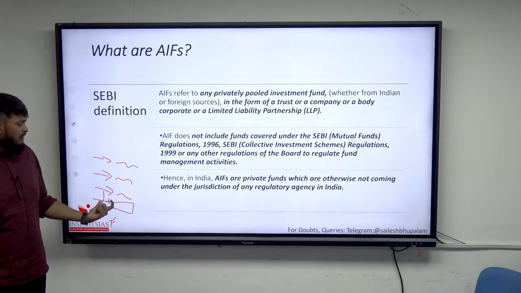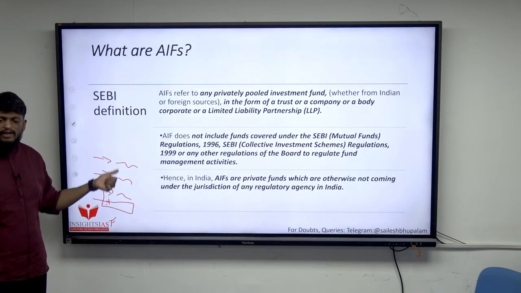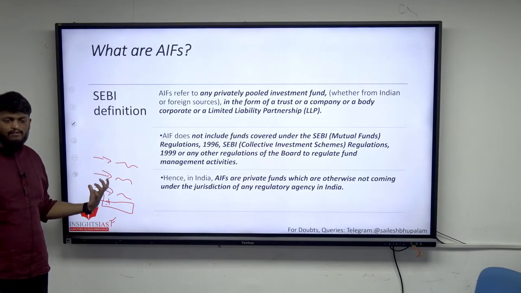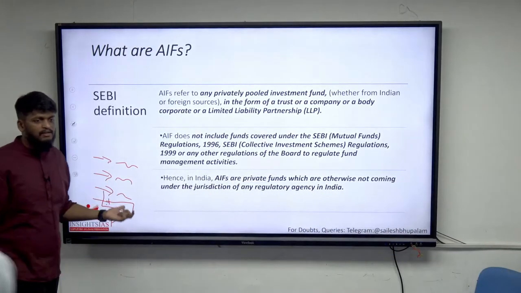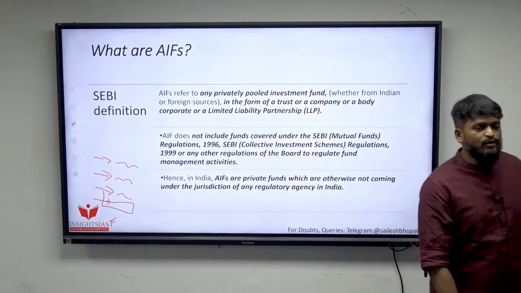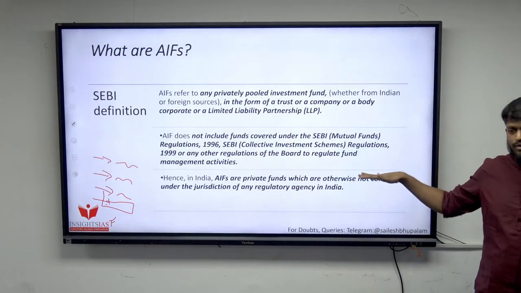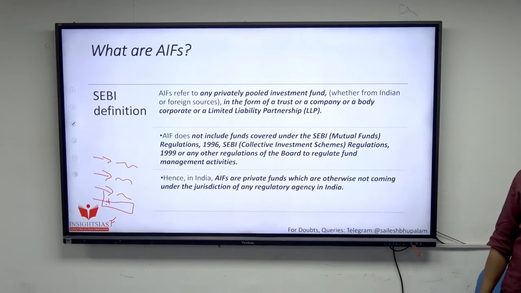So that means whenever a new type of fund is created now, they will check first whether it will fall into any previously made rules. If it is not falling into any other rules, then it will fall into this category. That is what we call as alternative investment fund. Alternative to what? Alternative to the existing rules, whatever are there for mutual funds. That is basically alternative investment fund.